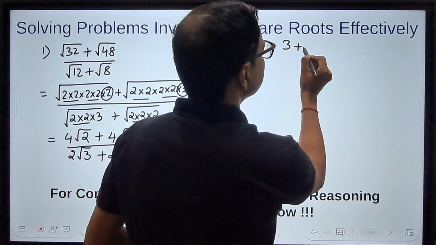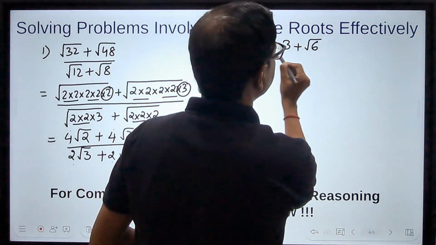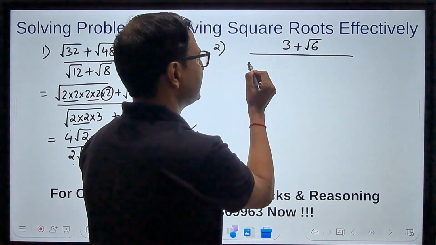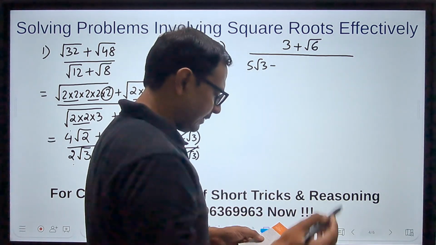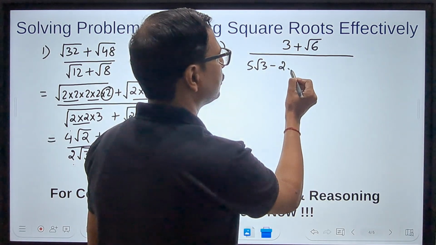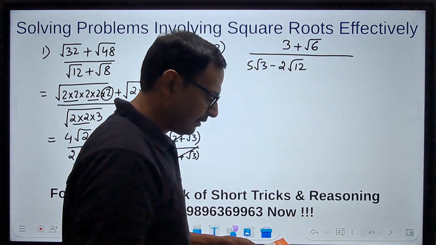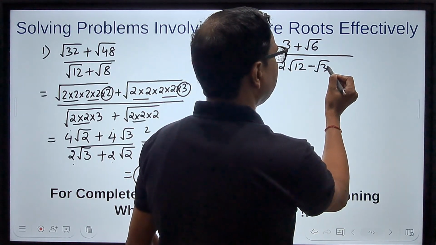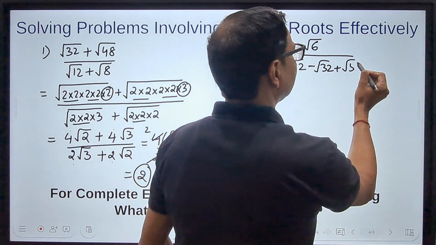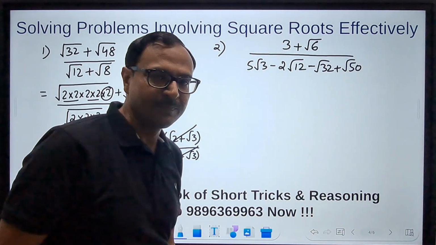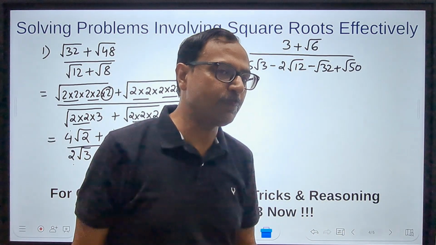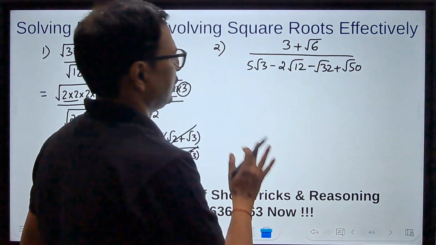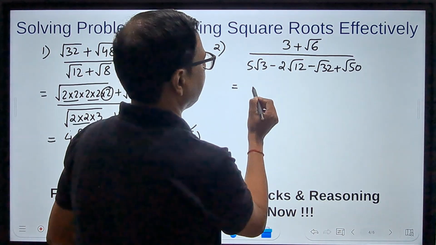This is 3 plus square root of 6 in the numerator, and in the denominator we have 4 different terms. So one is 5 root 3, and then minus 2 root 12, and then minus root 32, and plus root 50. Now what do we do with this? We have to first find which are the composite numbers in the square root, and make factors. Okay, right.